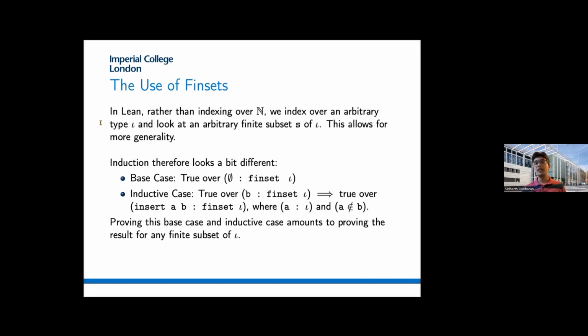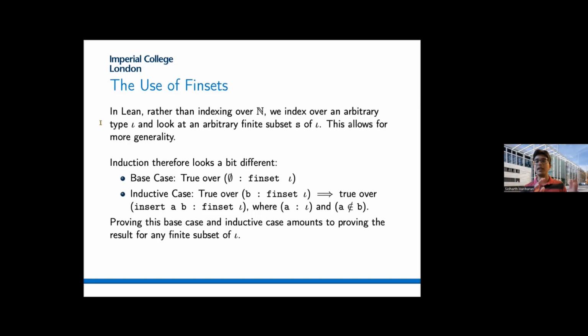And then there's an inductive case, which exactly resembles what we would expect. It says, let's say that it's true over some Finset B. Then you take an element of iota that's not in this Finset, let's call this element A, and insert it into B. In other words, we assume the result for B, and then we prove the result for B union some singleton containing A, where A is not in B. And that's how we do induction.